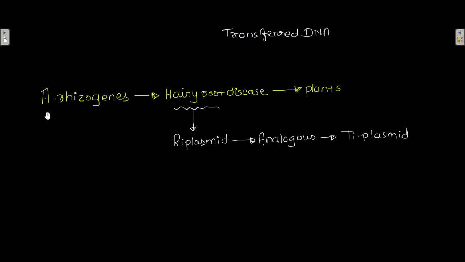Similarly, Agrobacterium rhizogenes results in hairy root disease in plants, and the reason for this disease is the Ri plasmid of A. rhizogenes, which is analogous to the Ti plasmid.